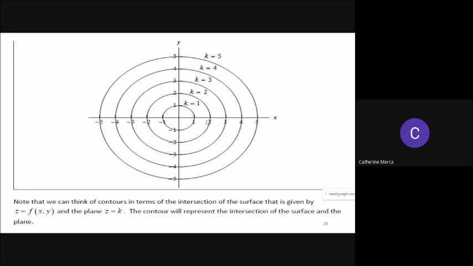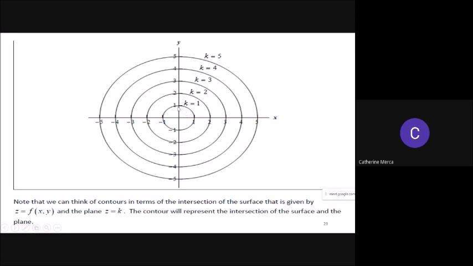So, we can think of contours in terms of the intersection of the surface given by the function z equals f of x, y and the plane z equals k. This contour will represent the intersection of the surface and the plane.